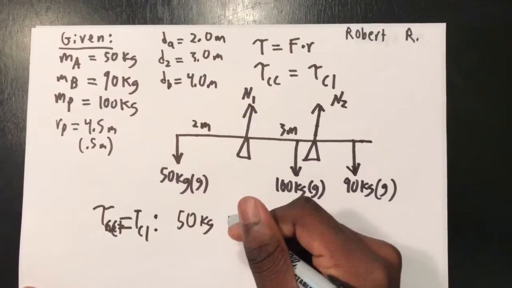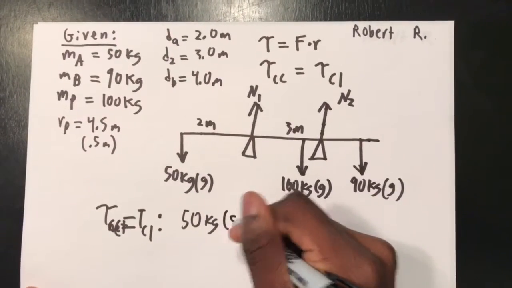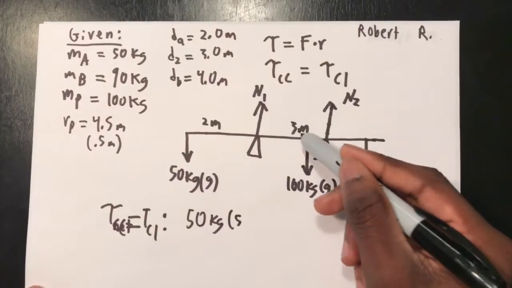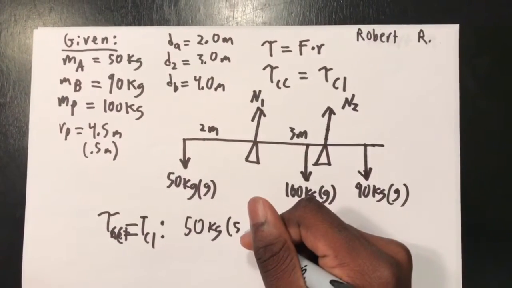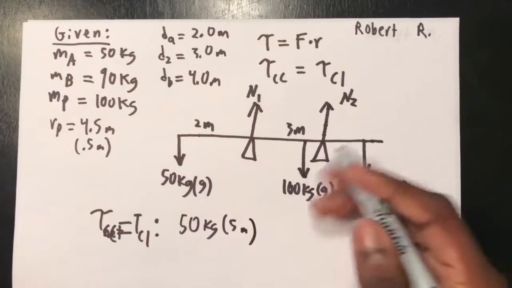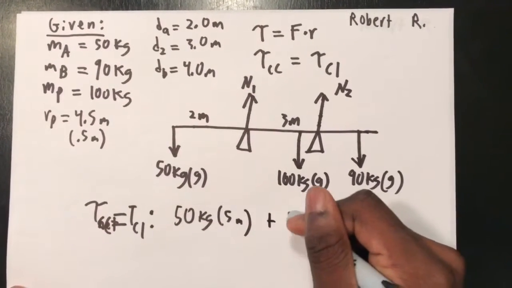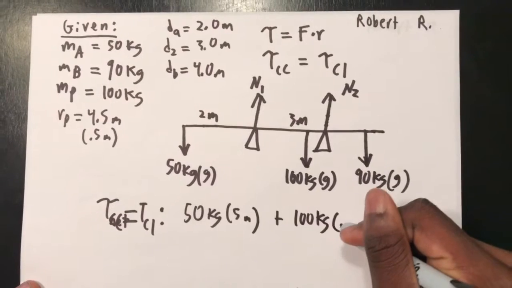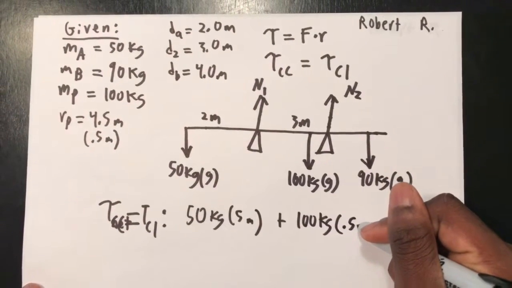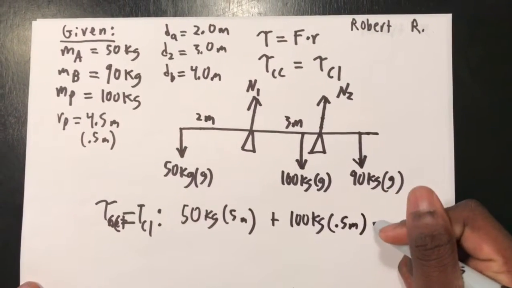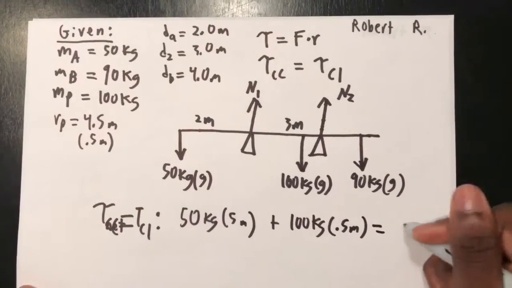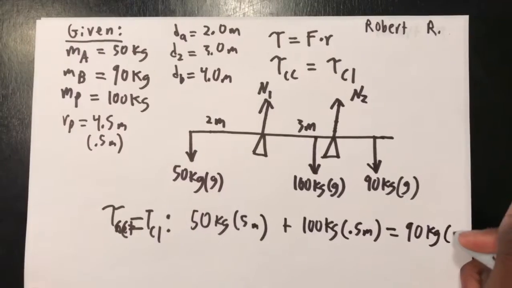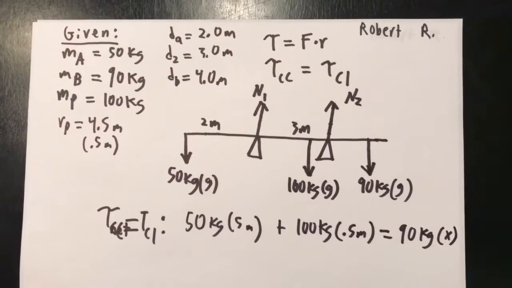which is equal to torque clockwise. 50 kilograms times the 5 meters, because the distance from here is 3 plus 2, so 5 meters away, plus 100 kilograms times 0.5 meters is equal to 90 kilograms times x.